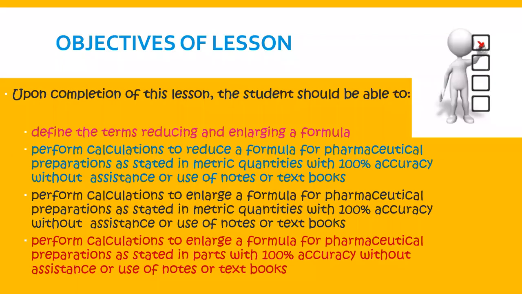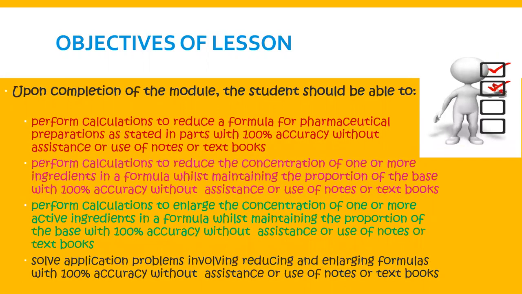So the objectives for this lesson are: one, we're going to define what reducing and enlarging formula means. What does it mean in terms of pharmaceutical calculations? You should be able, at the end of the lesson, to reduce and enlarge formulas using master formula with 100% accuracy. We also want you to be able to perform calculations to reduce concentration of one or more ingredients in a formulation whilst maintaining the proportion of the base.